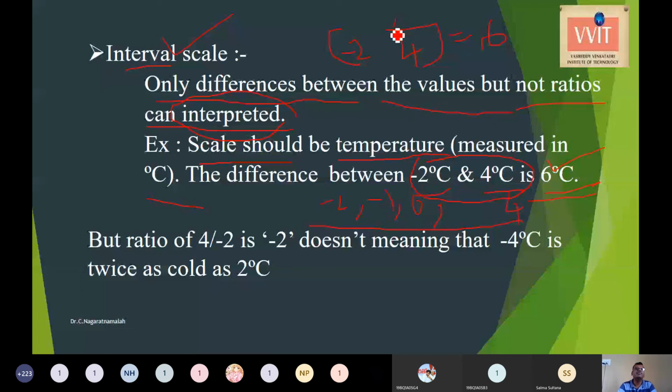But the ratio is 4/2, -2/4, or 4 by -2. What is this value? 4 by -2 is equal to -2. Does not mean that it is -4.